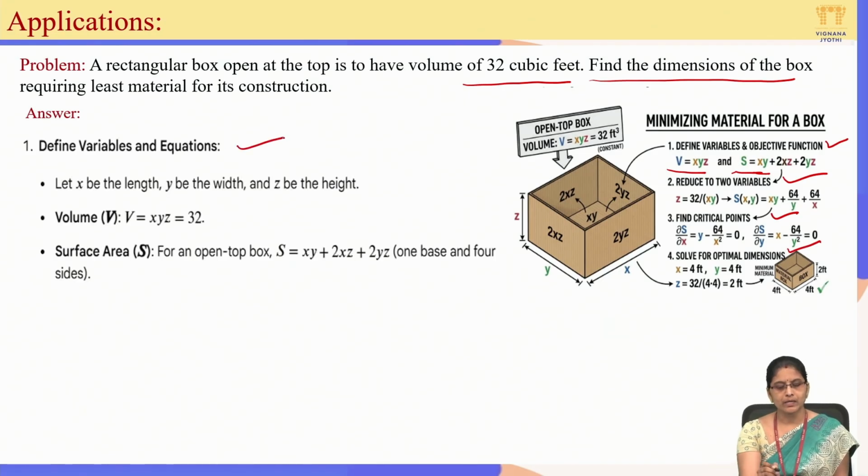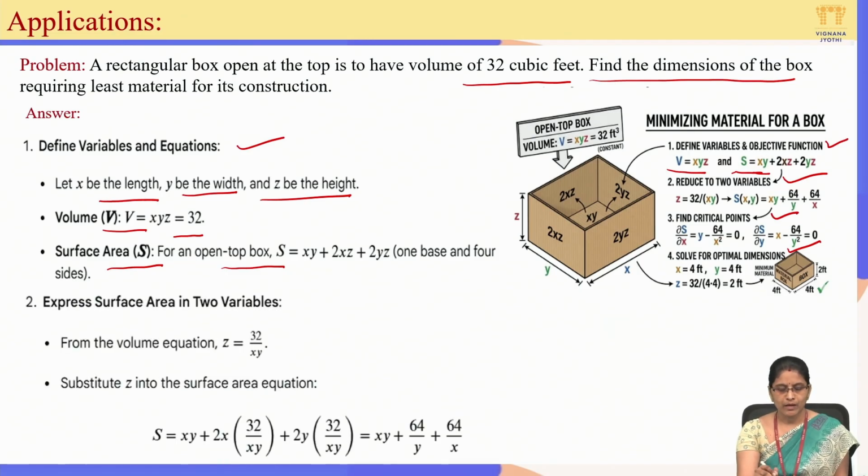Define the variables and equation. Let X be the length, Y be the width, and Z be the height of the rectangular box. Volume of a rectangular box, V is equal to X into Y into Z. So that means length into width into height. The volume is already in the data, so we take V is equal to 32. Surface area for the open top box, S is equal to XY plus 2XZ plus 2YZ, because one base and four sides are there in this box. Next, express surface area in two variables.